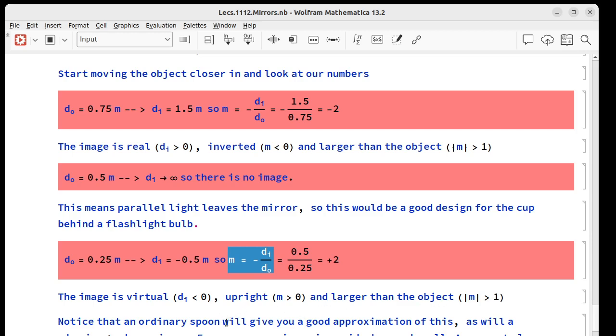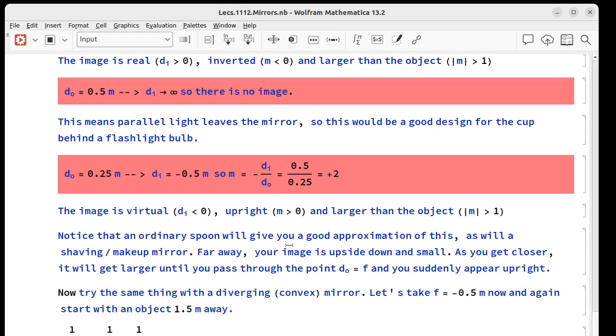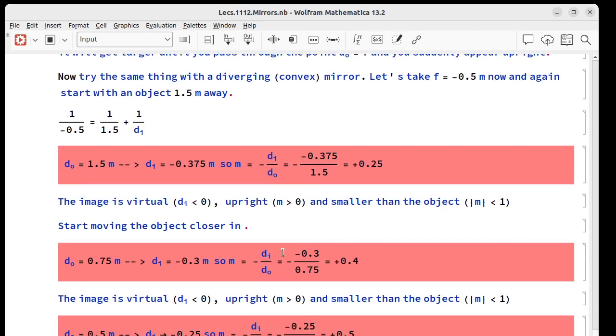If you don't have a makeup mirror or a shaving mirror that magnifies at home, you can just take an ordinary spoon and get a good approximation of this. You look into the bowl, where the food goes in the spoon. When you're far away, your image is upside down and small. As you get closer and closer, eventually you'll pass through this point, and then closer than that, you suddenly appear upright and magnified. We can now try the same thing with a diverging mirror, the convex mirror.